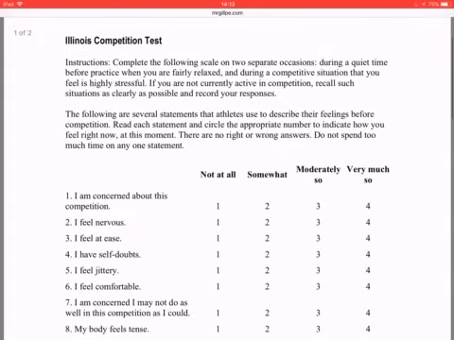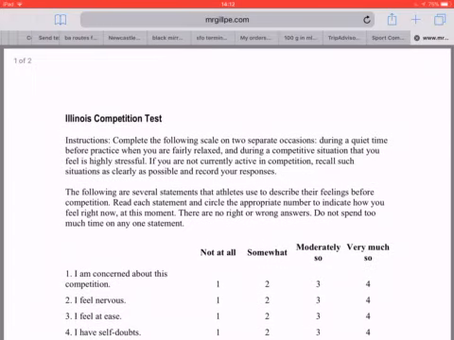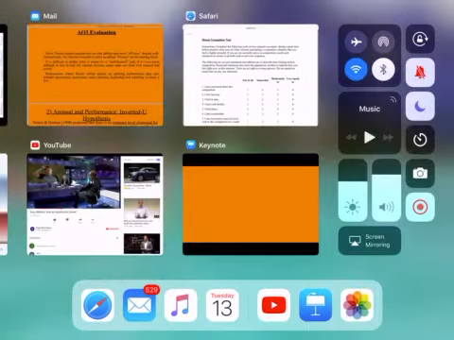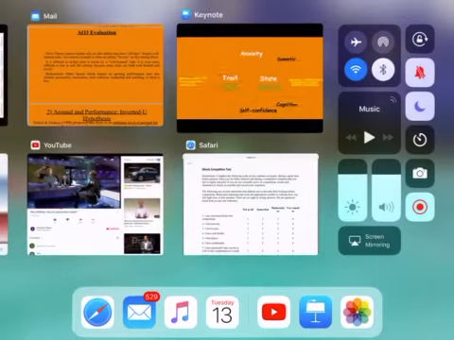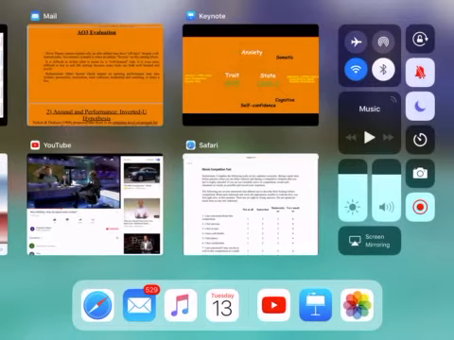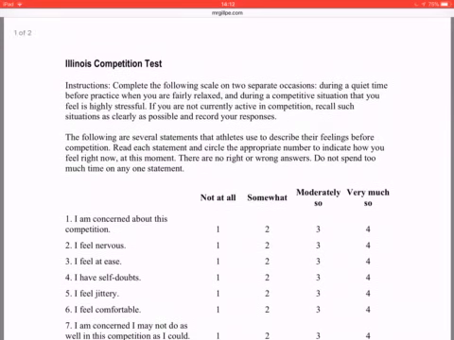The other one, so this one measures your self-confidence, cognitive, somatic, CSAI2, competitive state anxiety inventory. So complete the following on 2 separate occasions: during a quiet time before practice when you feel fairly relaxed, and during a competitive situation that you feel is highly stressful.